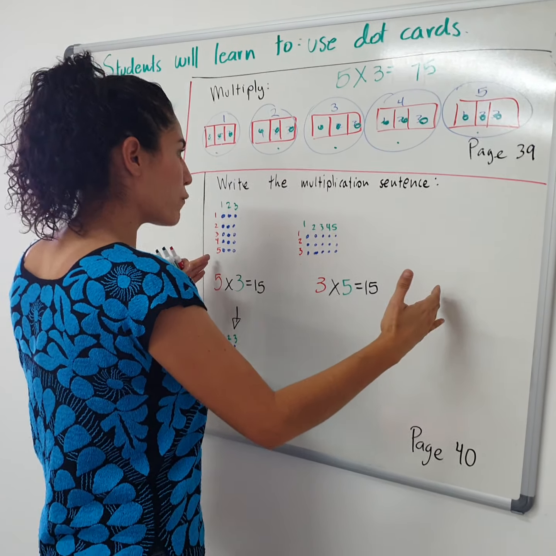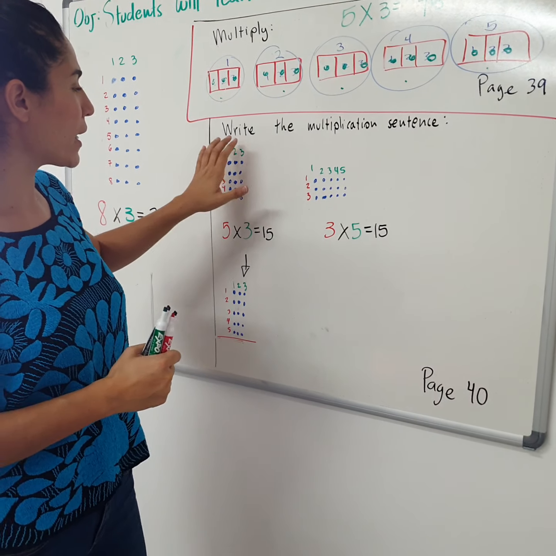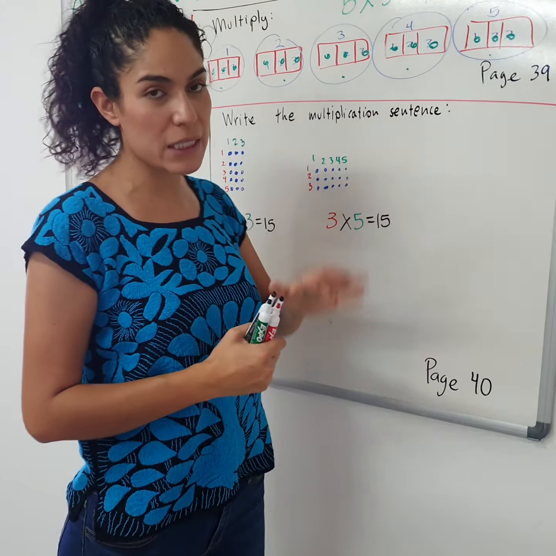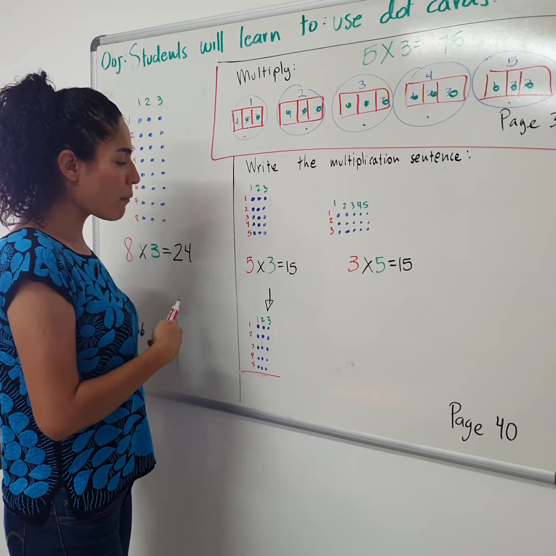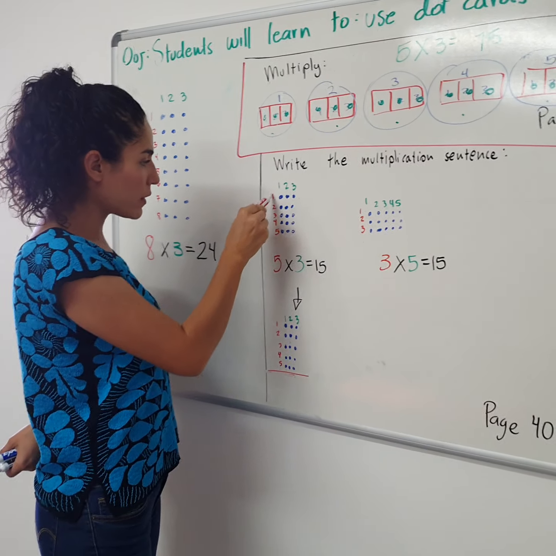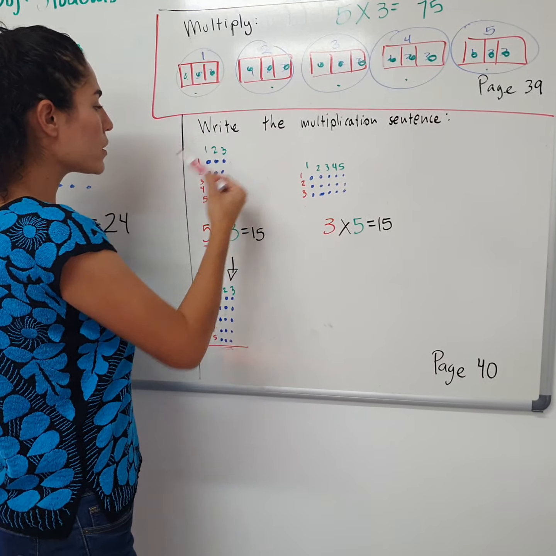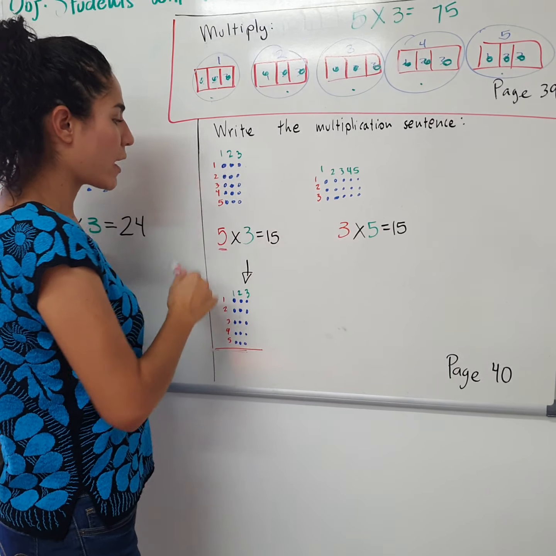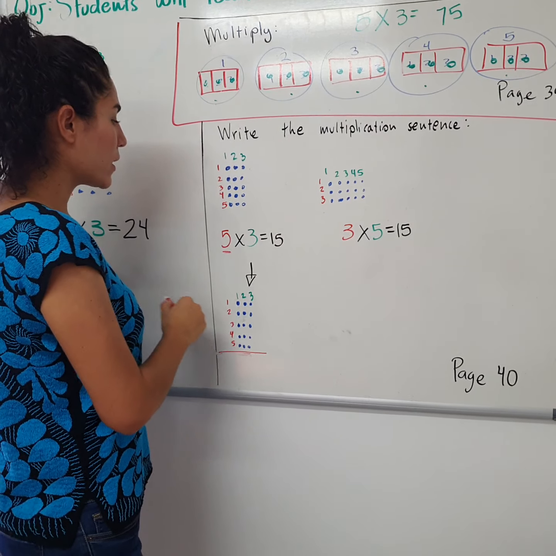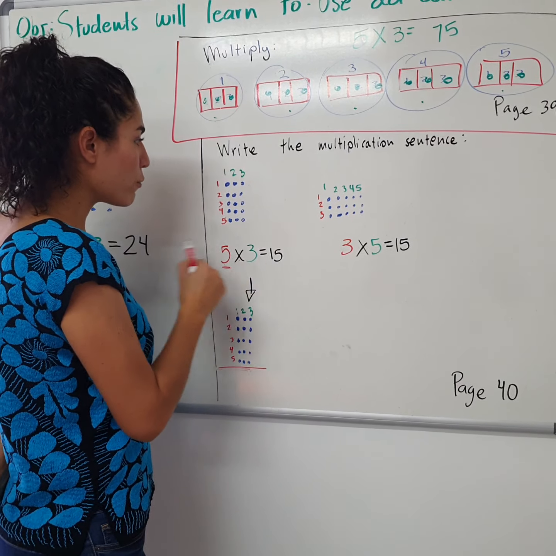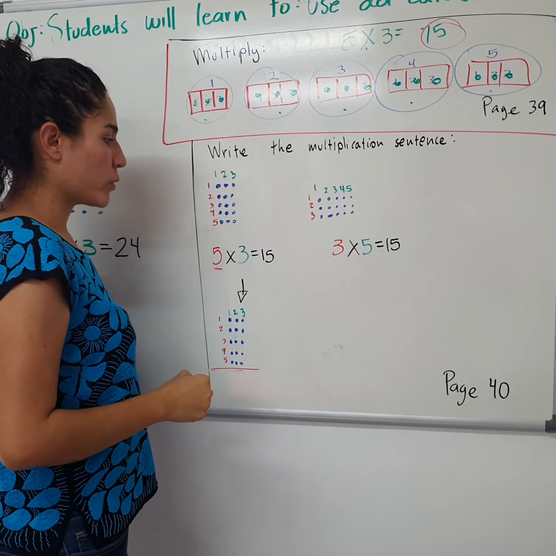Let's go to page 40. We're gonna go back to working with dot cards again, and it says write a multiplication sentence. That is the instruction they are giving you. If we remember, or if we recall, we know that the number on the left is going to be the number of groups that I have, and the number on the top is going to be the number of objects that I have one by one. So in this case, the right way to write this sentence would be 5 times 3 equals 15. I have it here as well.